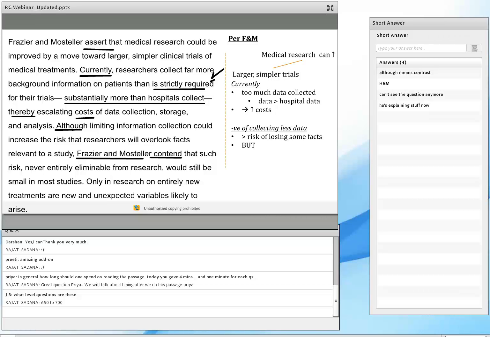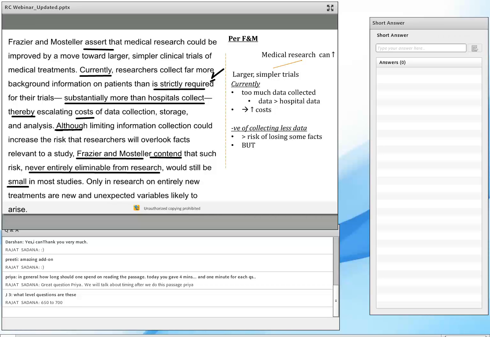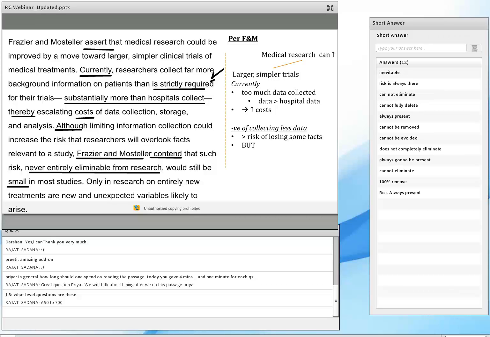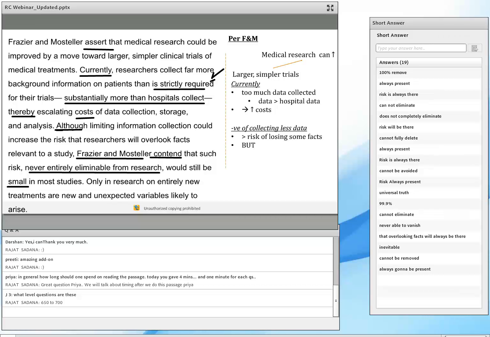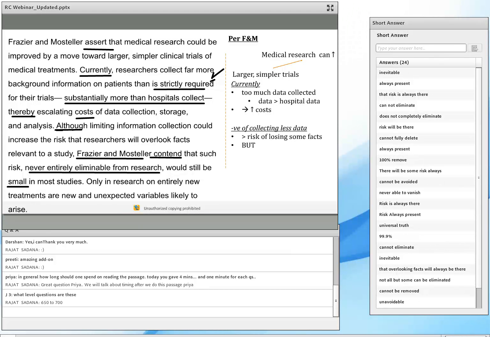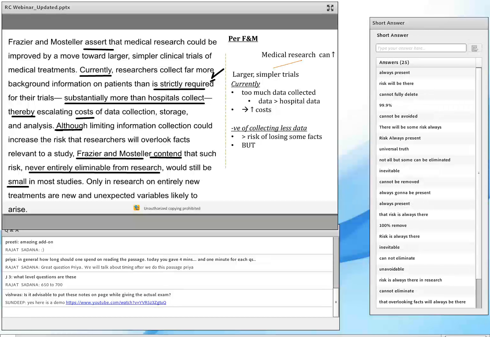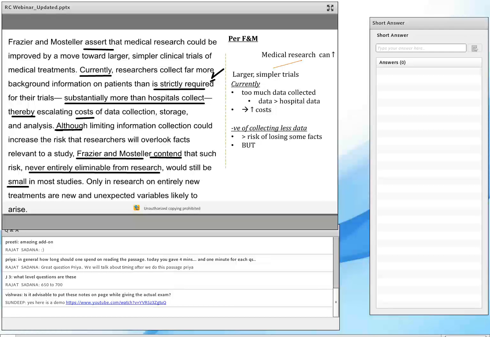Content at such risk, never entirely eliminable, would still be small. So there are two pieces over here. One is, what does this phrase never entirely eliminable from research mean? What do you infer when you see this in the context of what was said prior to this? The risk is always present. It's inevitable even when you collect a lot more data. So what F&M says is, hey, even when you collect data, the risk is always there. You cannot eliminate that. Okay. Even with that humongous amount of data collection that researchers currently do.